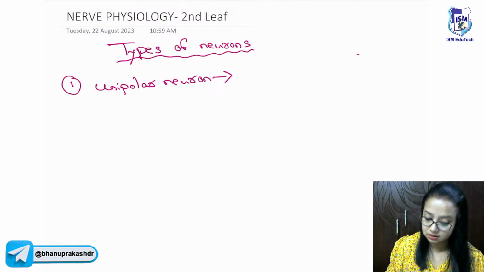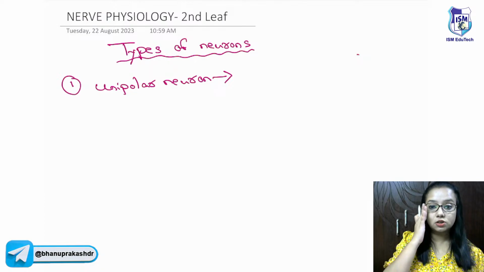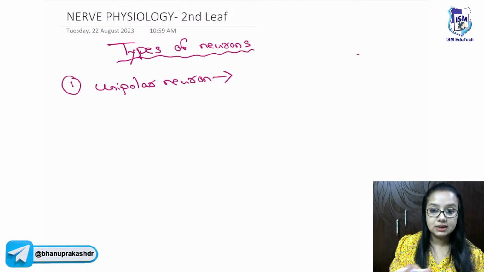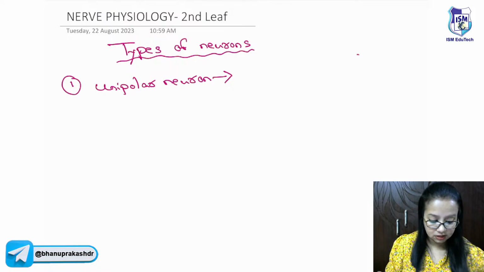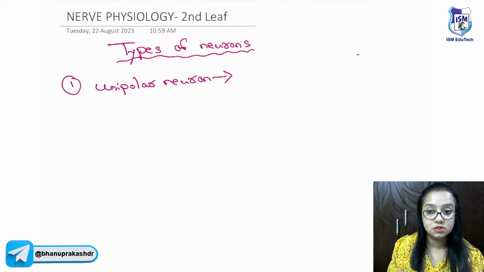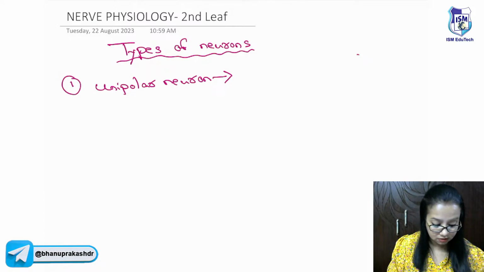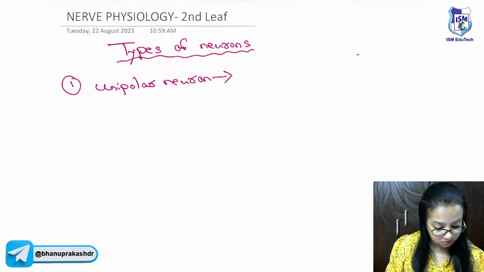So we start again. We start with the types of neuron. When we are talking about the types of neuron, it depends on the morphology, the type of the neuron. Type of the neuron means where the cell body is located, where the axon is located, all this. So now I got a confirmation that the connectivity has been restored.